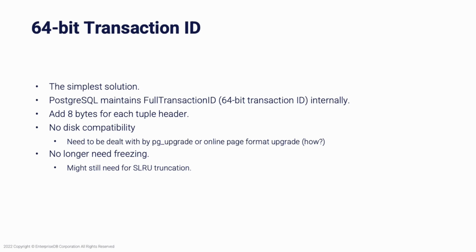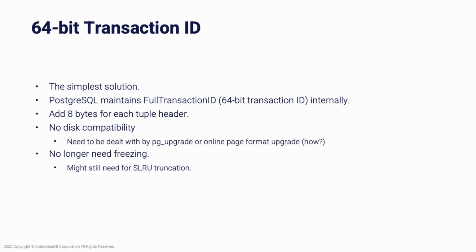Actually, the transaction ID that the Postgres server maintains internally is a 64-bit transaction ID called the full transaction ID. So what happens in the server when putting the XID in the tuple header is that we take the lower 32 bits of the full transaction ID and put that there. So the approach is straightforward and we no longer need freezing, but the story is not simple. Basically, we no longer need to freeze XIDs in terms of visibility checks, but it might still be needed for SLRU truncation, such as CLOG, subtransactions, and commit timestamps.